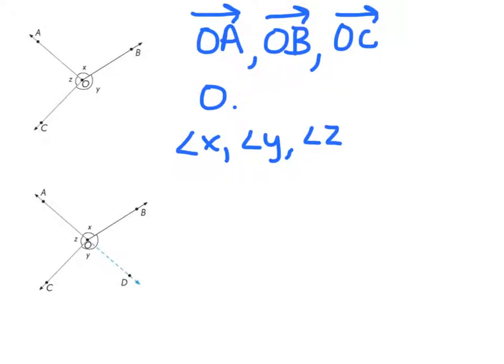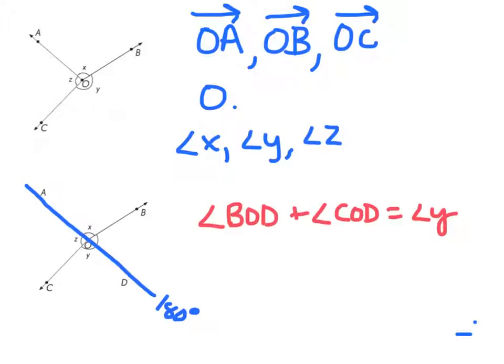If we add a line, or a ray that we're calling OD, we see that we can create a line AD. Okay? We know that that line is going to have an angle of 180 degrees, correct? Because a straight line always has the angle of 180 degrees. The other thing that we can also see is now true is that angle BOD and angle COD, when added together, equal angle Y.